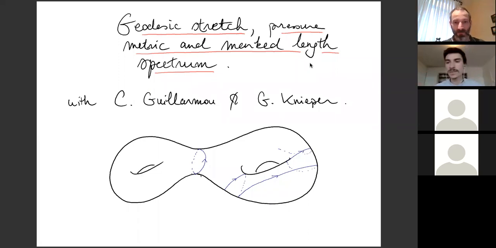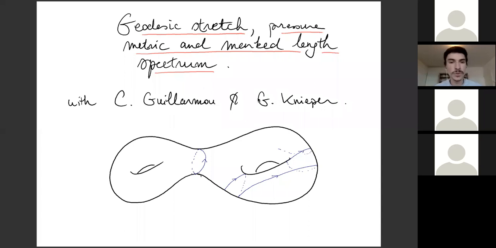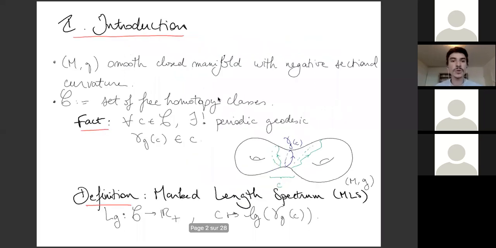So the results that I will describe today are based on earlier work with Colin Guillermo. It was a paper that we published in 2018 or something, 2 years ago, I think. And then we gave a new proof of these results about the marked length spectrum using some ideas that we had in collaboration with Gerhard Knipper. So I'm going to talk about this today.